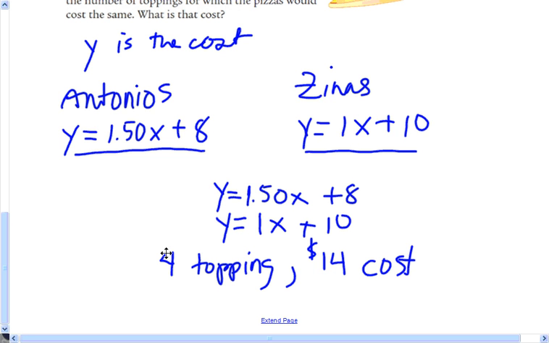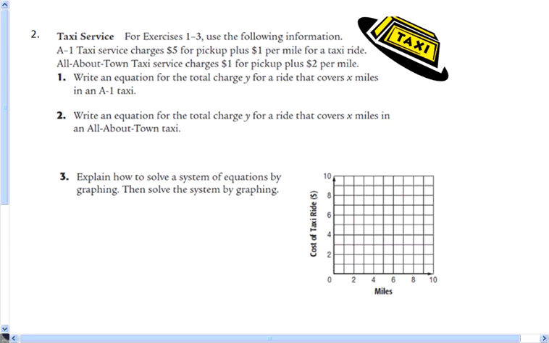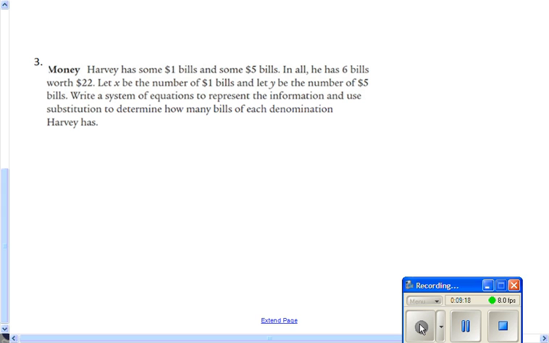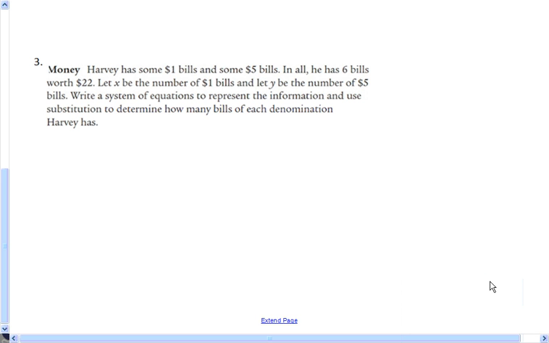All right. I think we'll do one more here, and then the rest we'll do in class. Let's do this money problem here.